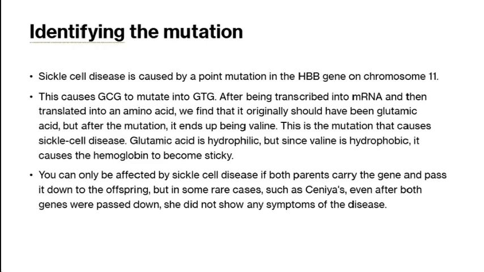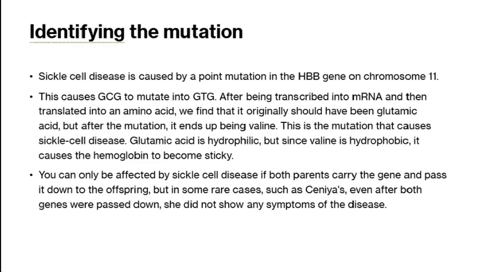You can only be affected by sickle cell disease if both parents carry the gene and pass it down to you. So if one parent passes down the gene and the other one doesn't, then you're not affected, but you're still a carrier for it.